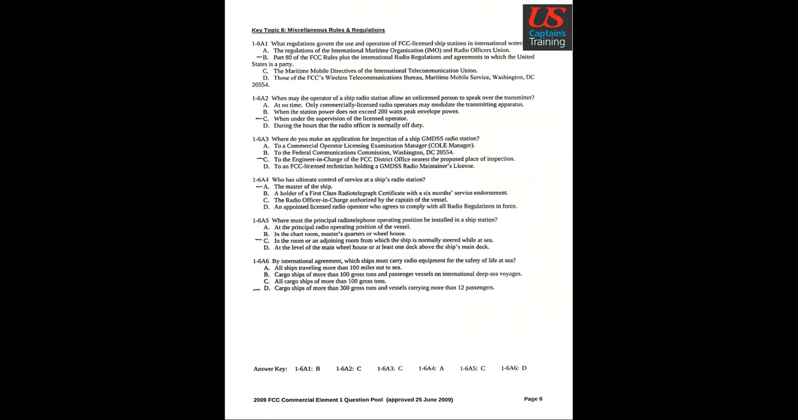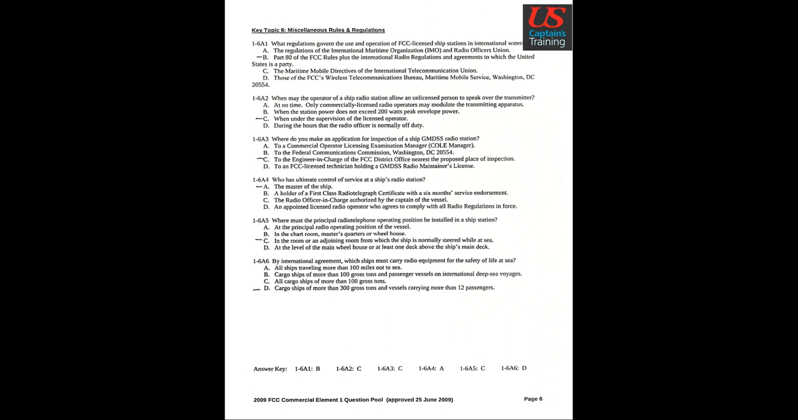Key topic 6, miscellaneous rules and regulations. 1. What regulations govern the use and operation of FCC licensed ship stations in international waters? B, part 80 of the FCC rules plus the international radio regulations and agreements to which the United States is a party. 2. When may the operator of a ship radio station allow an unlicensed person to speak over the transmitter? C, when under the supervision of the licensed operator.